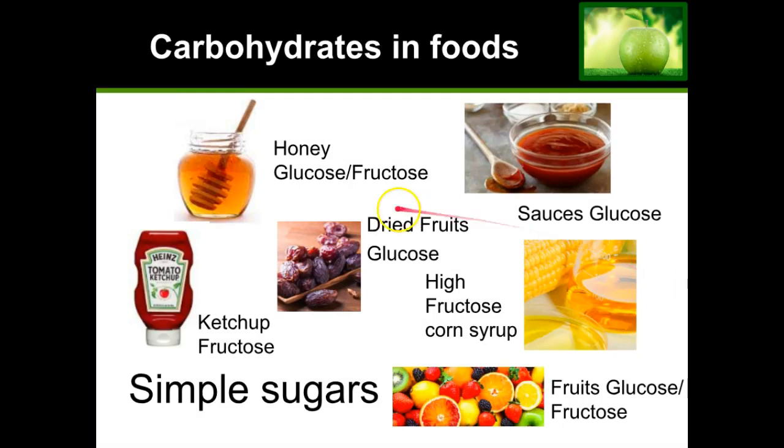Now there are carbohydrates in foods. The simple sugars can be found in foods like honey, which has a lot of glucose and fructose. Sauces often contain glucose. Dried fruits contain glucose. High fructose corn syrup contains fructose and also glucose. Ketchup is high in fructose, and fruits often contain glucose and fructose.